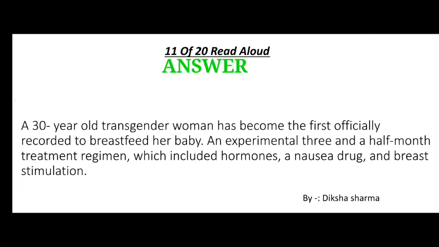A 30-year-old transgender woman has become the first officially recorded to breastfeed her baby. An experimental 3.5-month treatment regimen was used, which included hormones, a nausea drug, and breast stimulation.